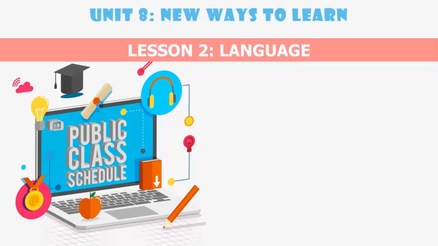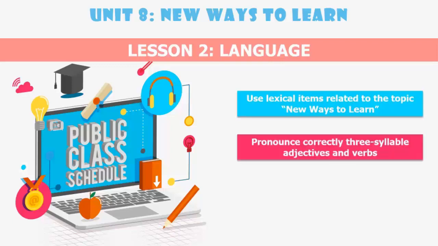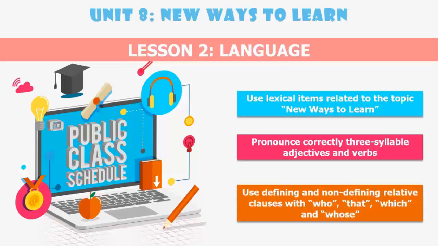In this lesson, we will learn how to use lexical items related to the topic New Ways to Learn, pronounce correctly three-syllable adjectives and verbs in isolation and in context, and use defining and non-defining relative clauses with who, that, which, and whose. First, let's pay attention to the vocabulary section.